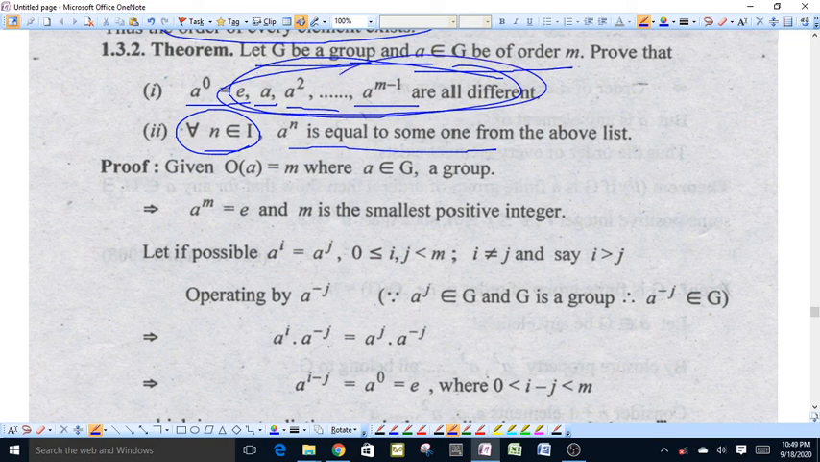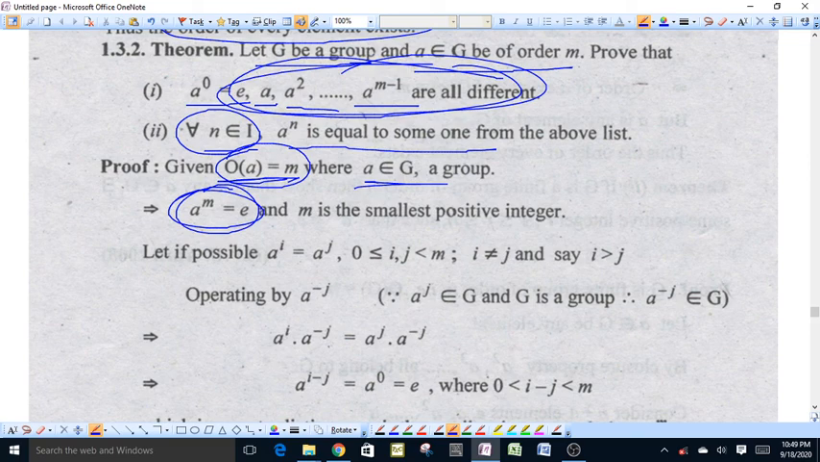We are given that the order of a is equal to m, where a is an element of G and G is a group. So a raised to power m equal to e, because the order of a is equal to m, and m is the least positive integer such that a raised to power m is equal to e.